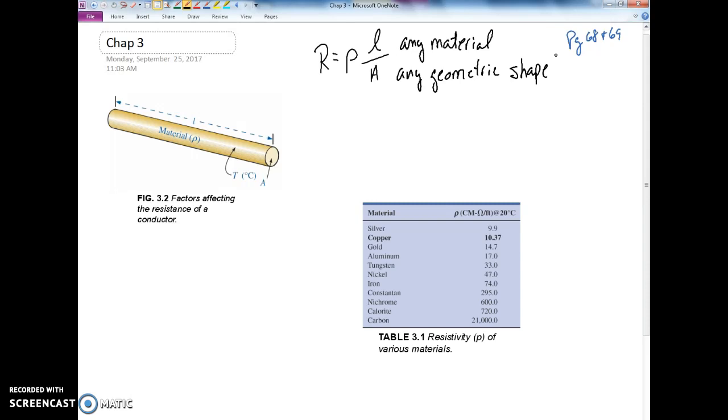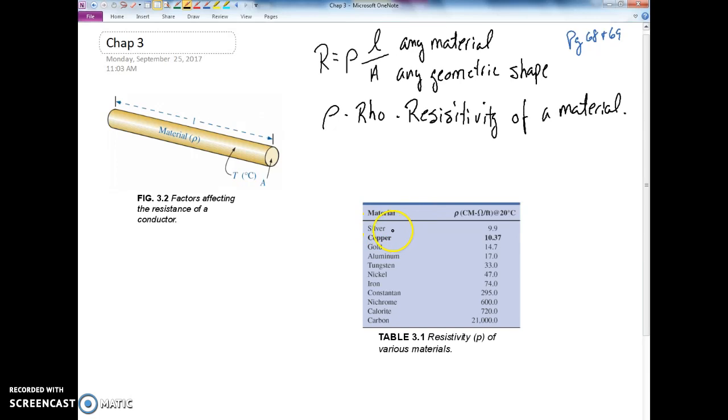One is this thing called the resistivity, or the Greek letter rho, spelled R-H-O, and is what's known as the resistivity, or the coefficient of resistivity of a material. And you can see here that I've got figure 3.2 and table 3.1 shown there. And table 3.1 shows the resistivity of several materials.